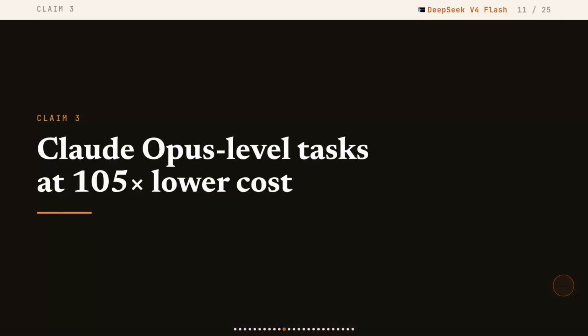Claim 3, DeepSeek V4 Flash can handle Claude Opus level tasks at 105 times lower cost. You've probably seen this one floating around. The pitch is that you swap out Opus and your bill drops to almost nothing, and on a FlowGraph spec task, Kilo put both through the same job. The numbers on screen tell you whether that swap is safe.